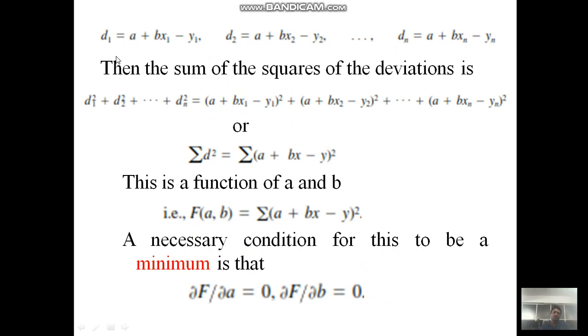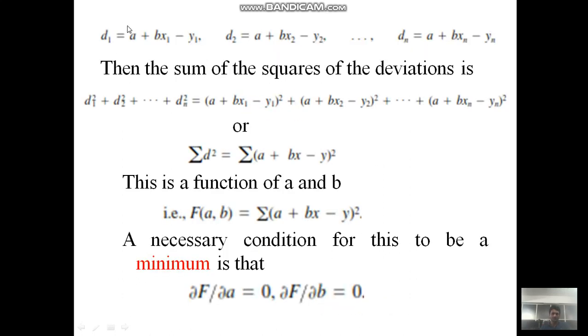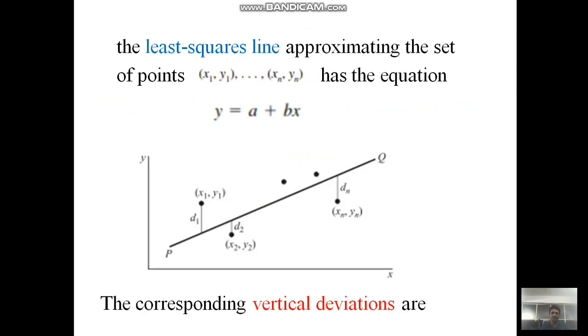Remember, if this point x1 y1 lies on the line, and the equation of the line is y is equal to a plus bx, then it must satisfy this equation. That is, replace x by x1 and y by y1, so we get y1 is equal to a plus b into x1. So a plus bx1 minus y1, just by rearrangement, is nothing but the deviation, which is denoted by d1.